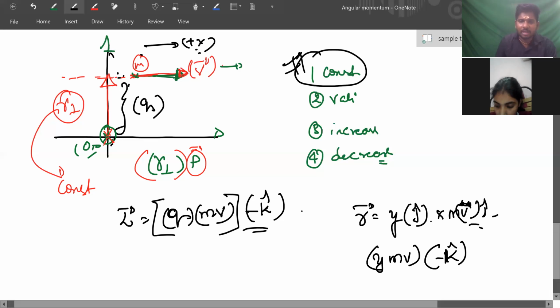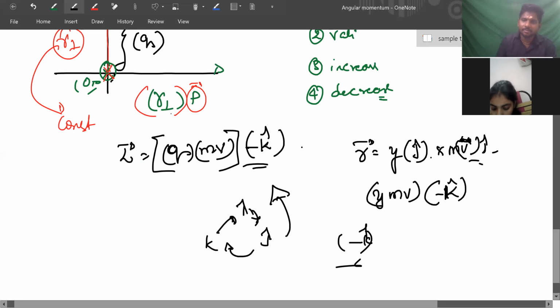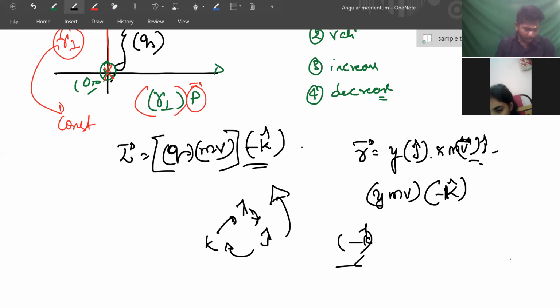If you are going clockwise, it is positive. Here j cross i, you are going in the anti-clockwise direction, so that will be minus k cap. Got it? So you can solve the problem by direction, or otherwise solve it by doing the vectorial method.